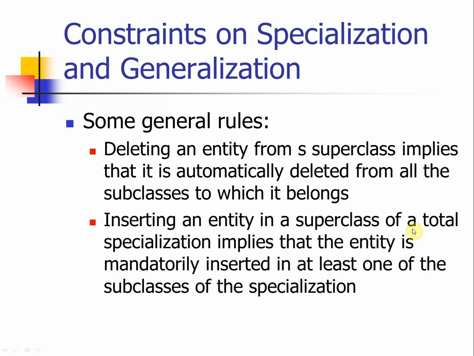Inserting an entity in a superclass of a total specialization, which means it's a double line, means they have to participate in some subclass. So in this case, if you try to insert a new entity into this kind of superclass, it is mandatory to insert it into at least one of the subclasses of the specialization because it's a total participation.